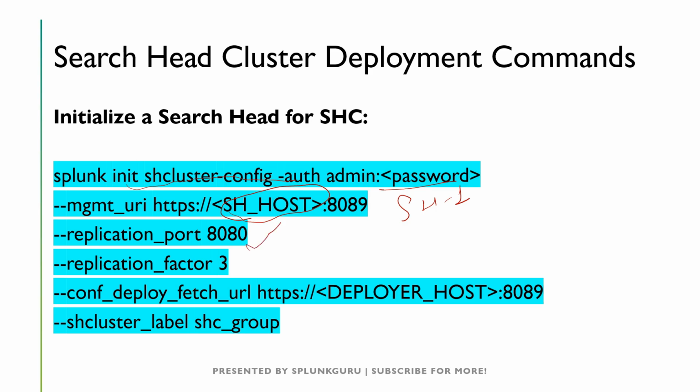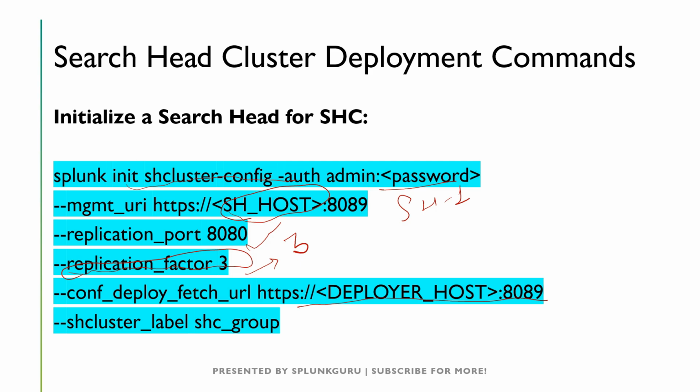Replication port 8080 is required to replicate the artifacts across all your search head cluster members. Replication factor is not a mandatory component, it's optional. Even if you do not define it, the default replication factor is 3. And then the conf deploy fetch URL. You can include this when you are first initializing SH clustering on the member, or you can configure it later as well.